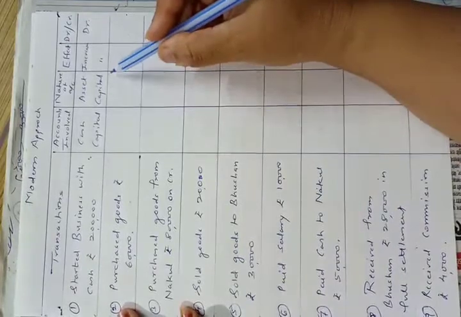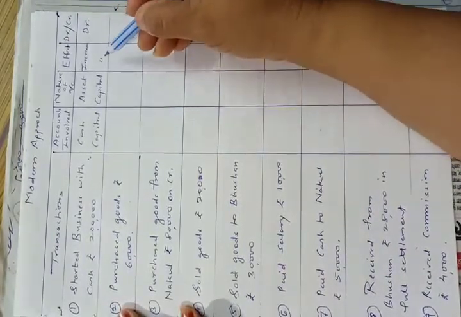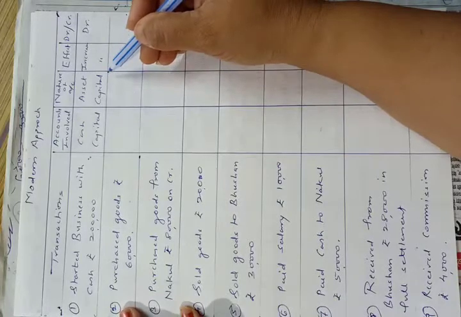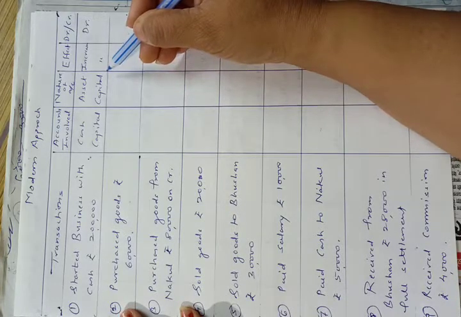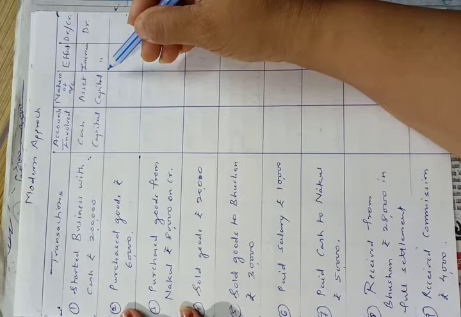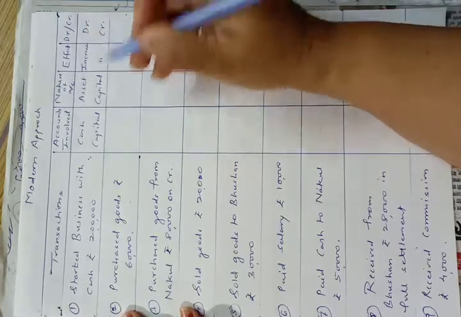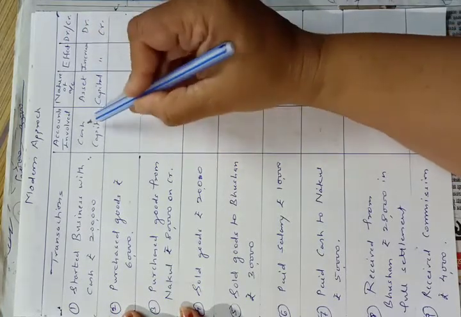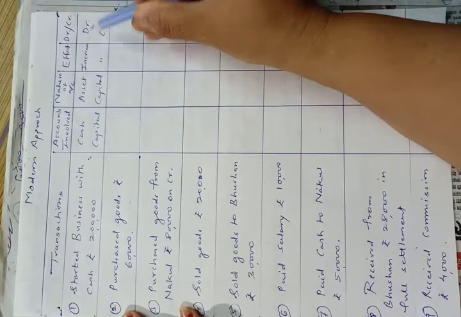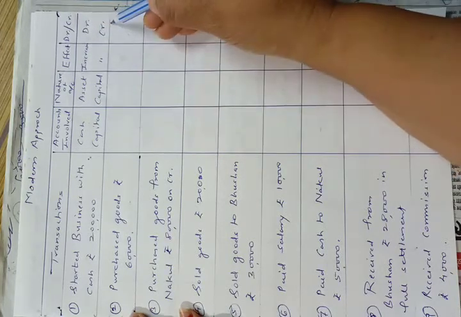And capital account: there is increase in capital, and second rule says that if there will be increase in capital, that account should be credited. So credit. It means in this transaction, cash account is debited and capital account is credited.